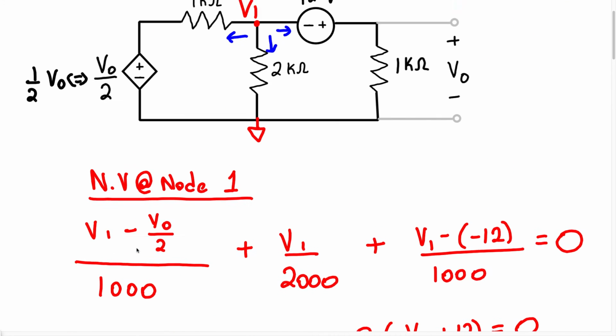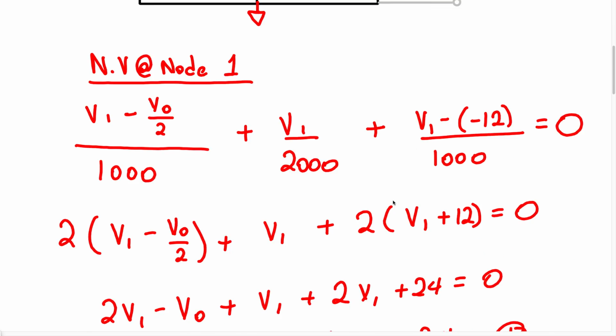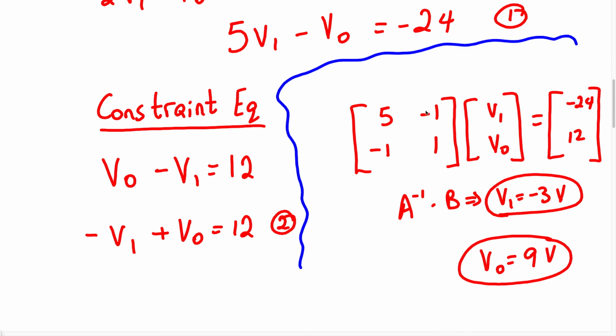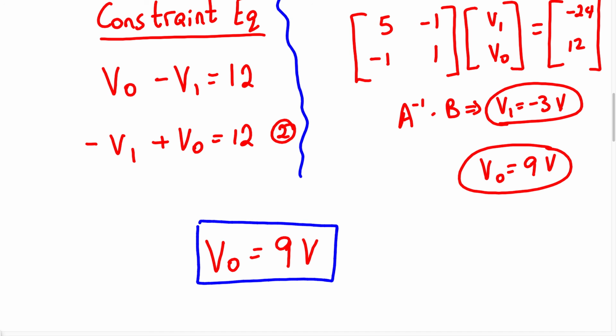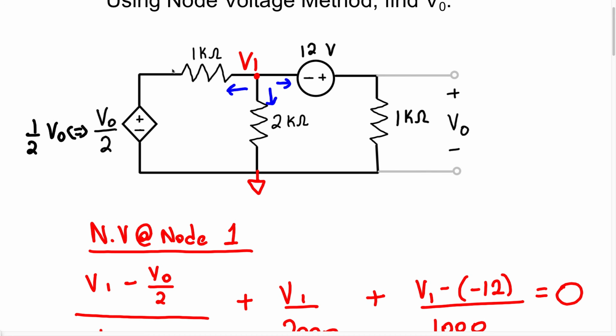Now the problem wanted us to find the voltage VO. So because we just found VO when we did the matrix multiplication, we know our answer, therefore it's going to be VO equals 9 volts. So this is going to be our answer for this particular problem, right? So just remember to write the constraint equation for the dependent source, but everything else should be pretty straightforward because we did more than enough examples on the node voltage method already.